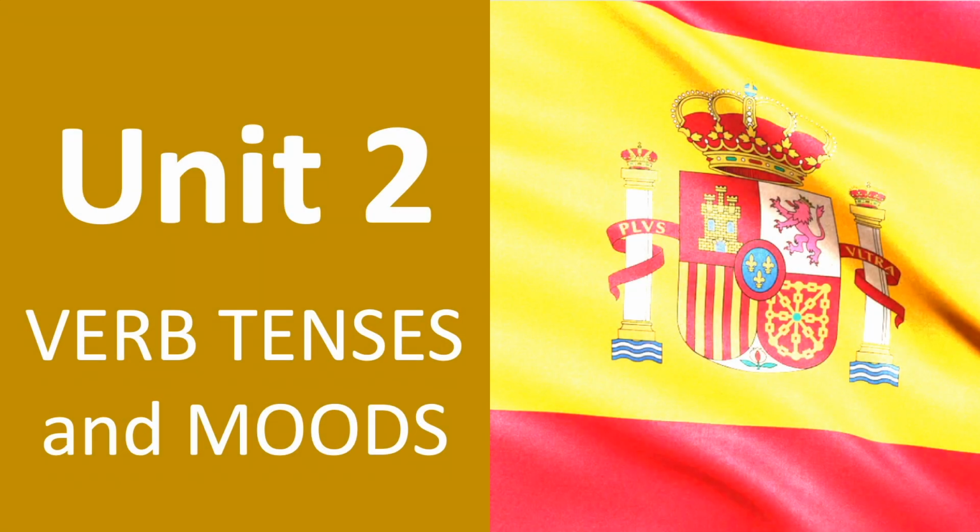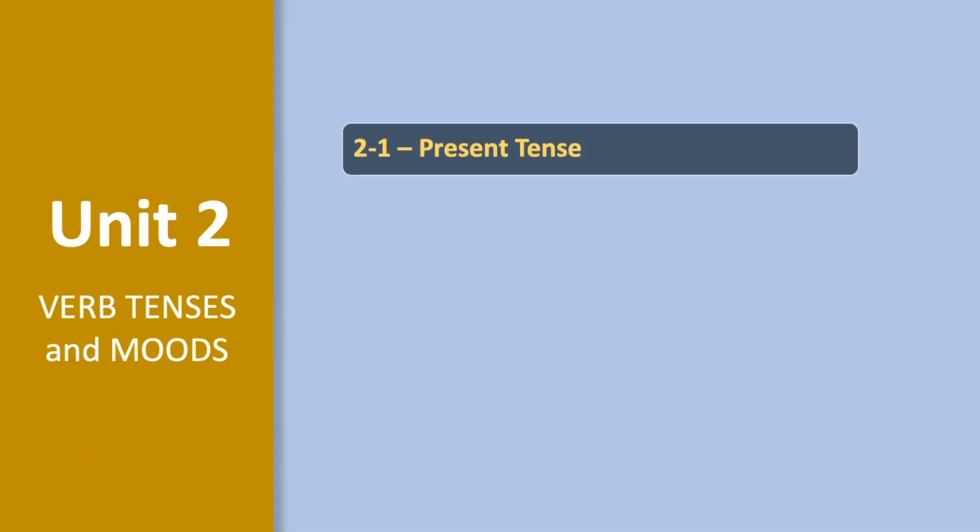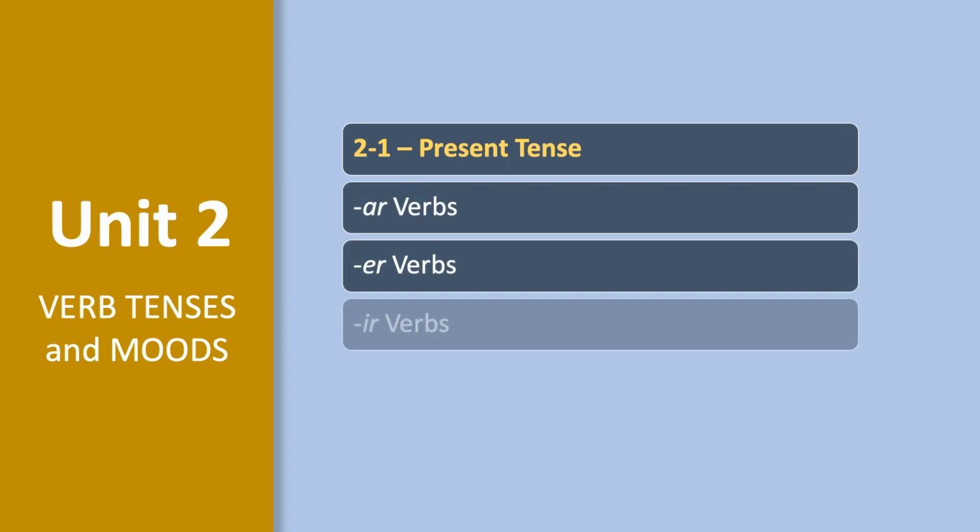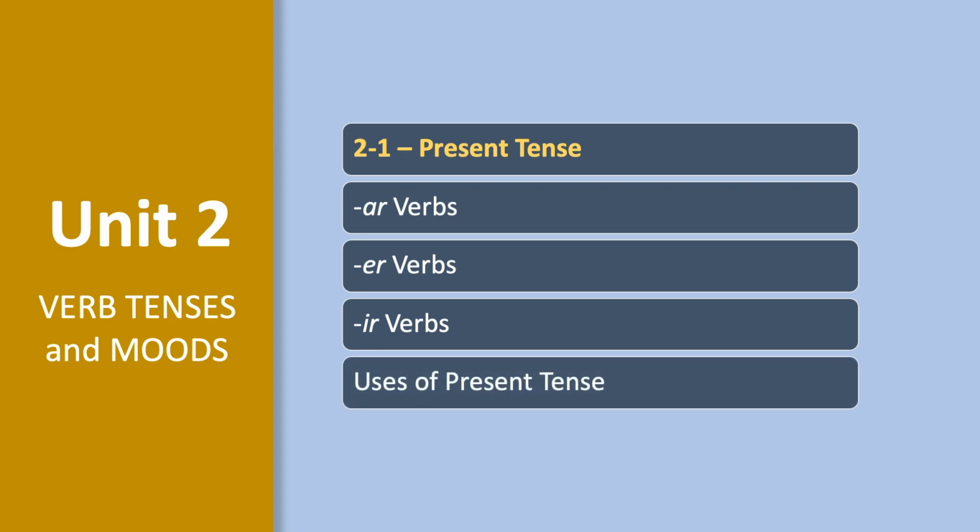Unit 2 covers the regular verb conjugations and uses of each tense and mood. So let's take a look at the topics that will be covered under this unit. We start off with regular conjugations under the present tense for AR, ER, and IR verbs, as well as the uses of the present tense.